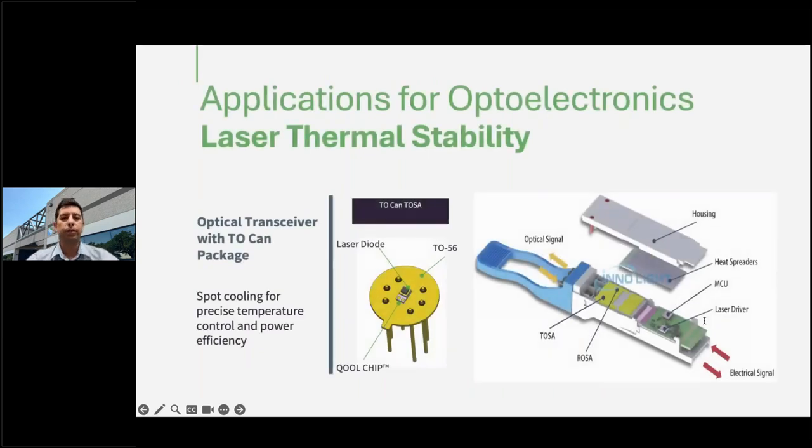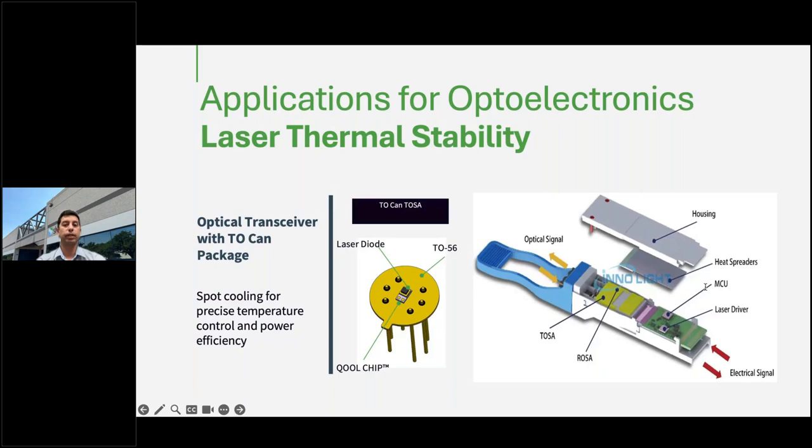Some applications for optoelectronics: we know that the trend is always going to be to build smaller systems and more power efficient systems. Lasers, for example, require very precise temperature controls to prevent wavelength shifts. This is hard to obtain with other cooling methods.